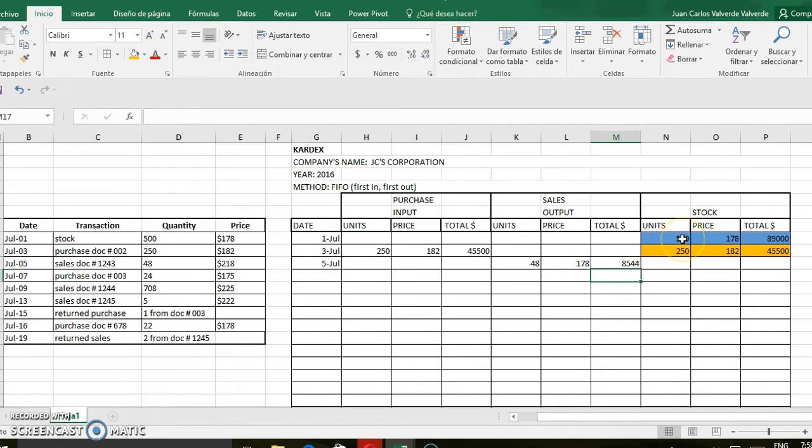So what we gotta do is this. In the past, we had 500 units from the stock of 178 minus 48 that we already sold. We do a simple subtraction. So we do 500 minus 48. This is how many we get left. The price is the same. The price is 178. Okay, and the total that we have is units times price.